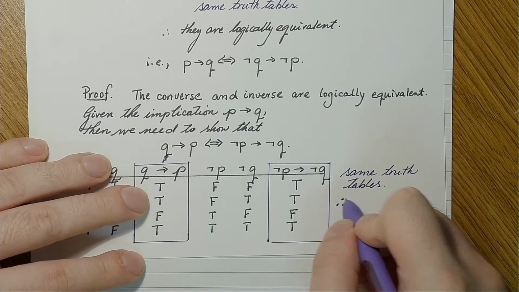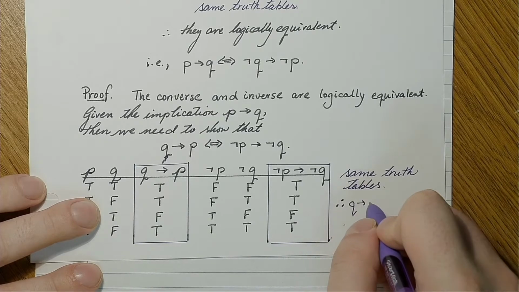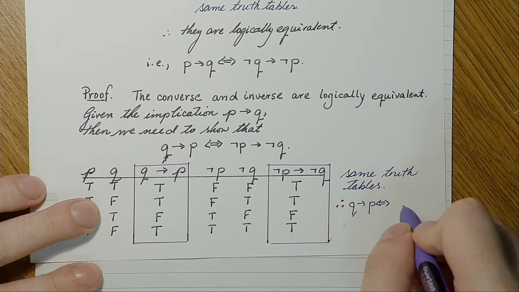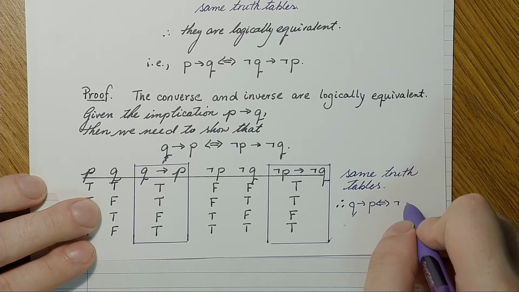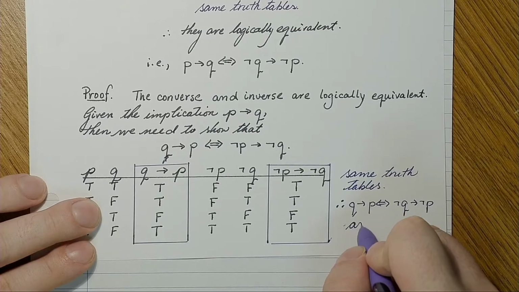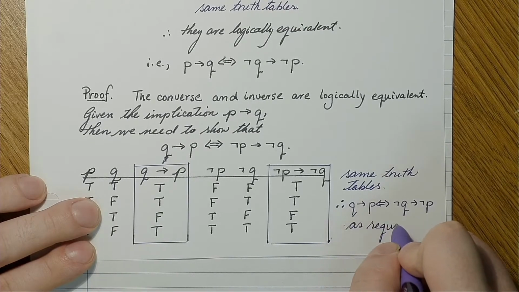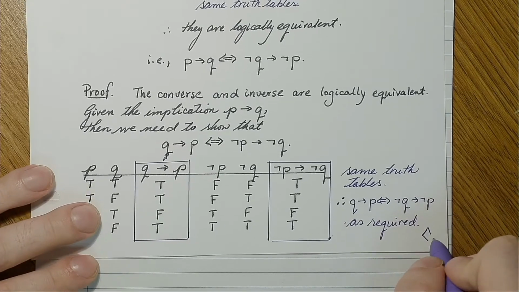Therefore, Q implies P, the converse, is logically equivalent to the inverse. That's required. That was what we were required to find.